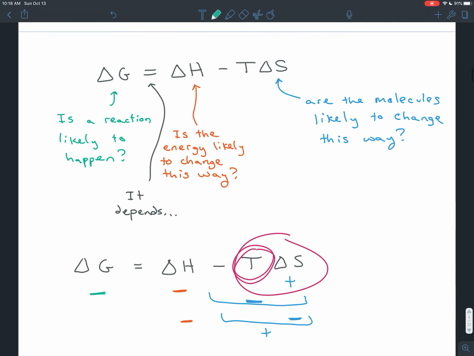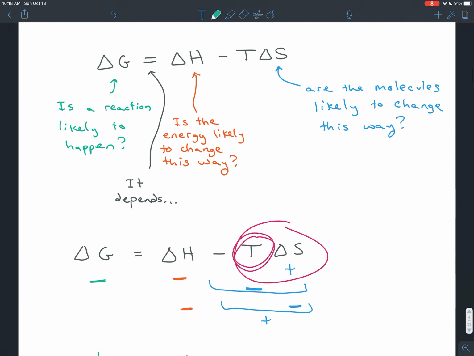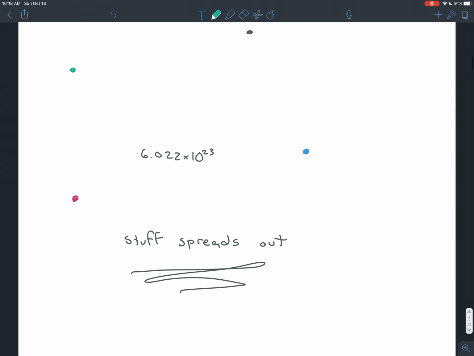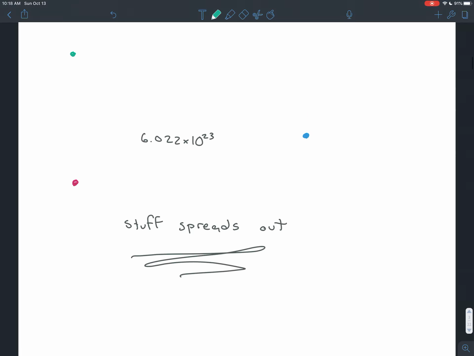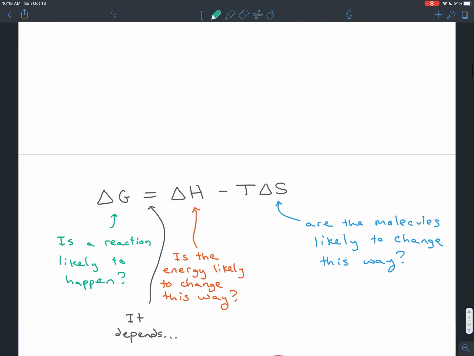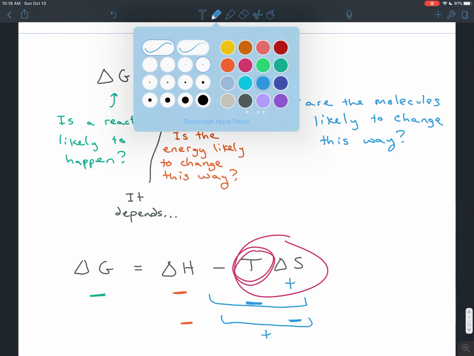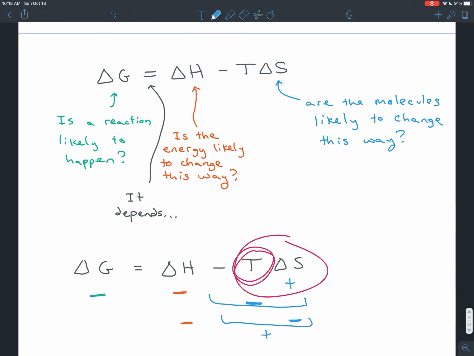So this is just a way of thinking critically about chance, right? All we have here is chance. We're not assuming determinism. We're not assuming we can predict things. We're just saying if everything happens by chance, what's likely to happen? And what's likely to happen is that stuff spreads out. There are more ways that stuff can exist spread out than it can exist all together. And so this equation just divides that into thinking, is energy spread out and are molecules spread out?